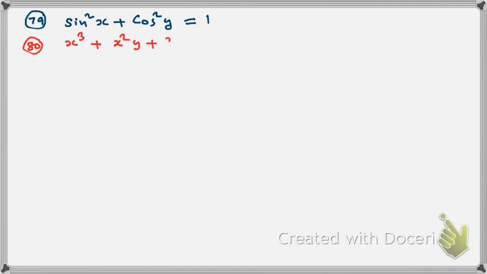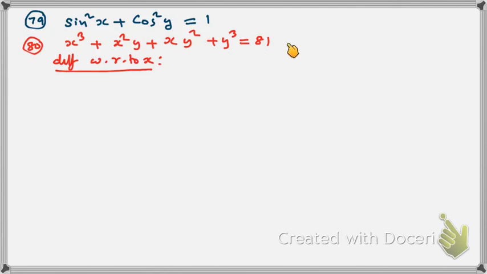Another one. x cubed plus x square y plus x y squared plus y cubed is equal to 81. It's clearly implicit because y is not explicitly written in terms of x. It's x and y mixed up here. So we say differentiating with respect to x, the derivative of x cubed is 3x square. But when you differentiate x square y, that's product rule. x square is the first function, y is the second function.